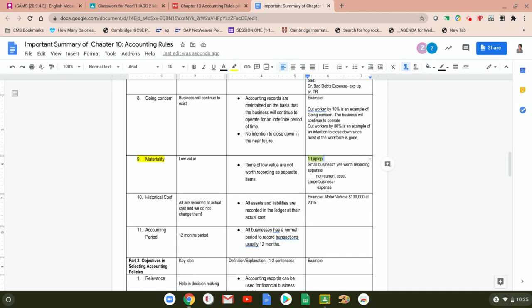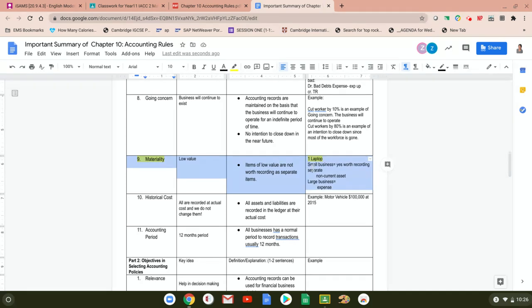If you have 20 calculators in your business, you don't record them calculator 1, calculator 2, calculator 3, until calculator 20. You can put them in one big item and charge it as an expense, or you might charge them as one non-current asset. In other words, items of low value are not worth recording separately, because it's a waste of time. You don't hire people to work in accounting just to record one calculator. So that is an example of materiality.